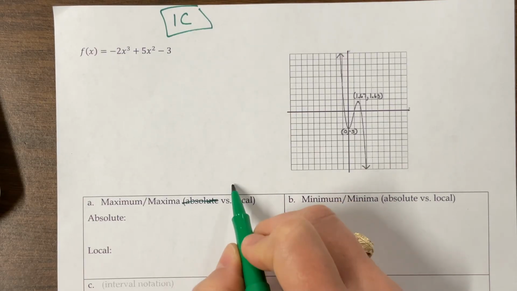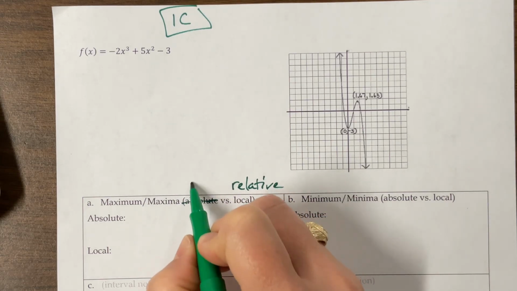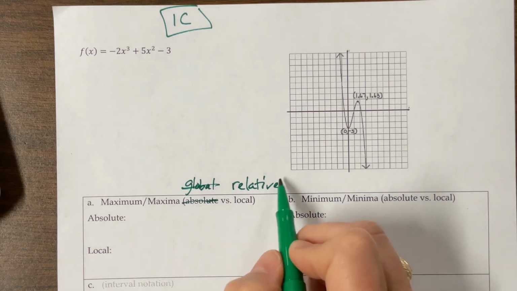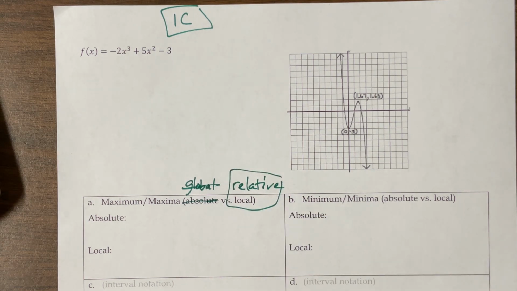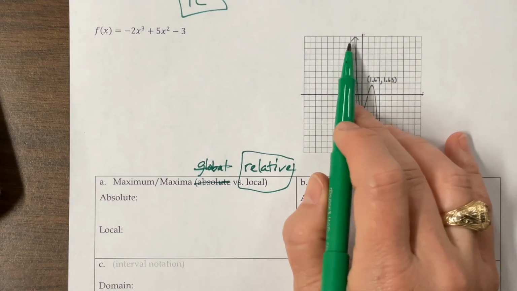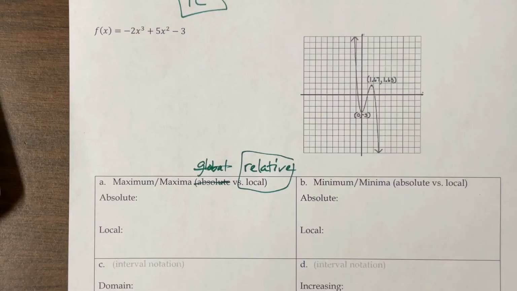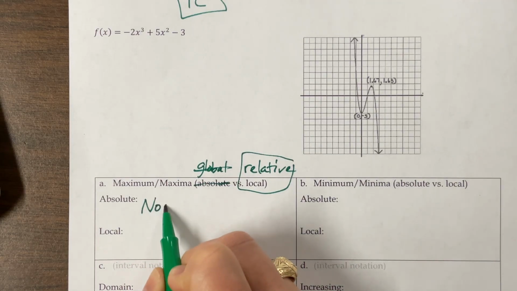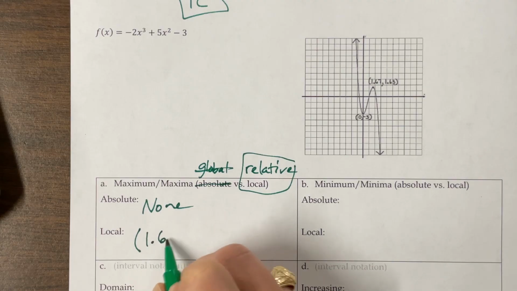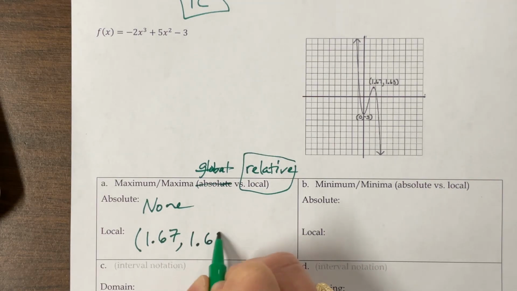We have a local, or sometimes I might call it a relative. Local and relative, global and absolute. So it doesn't have a global. You could call it a relative or a local; those can be used interchangeably. But it doesn't have an absolute, because as soon as you think you've found the highest y value, I'm going to go next and get a little bit higher. So absolute, there is none. The local max happens at 1.67, comma, 1.63, I think? We have rounded.